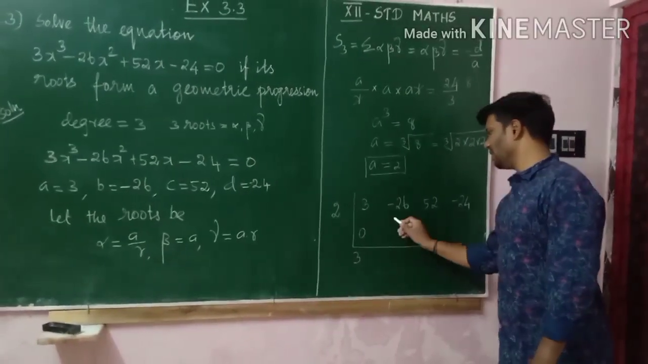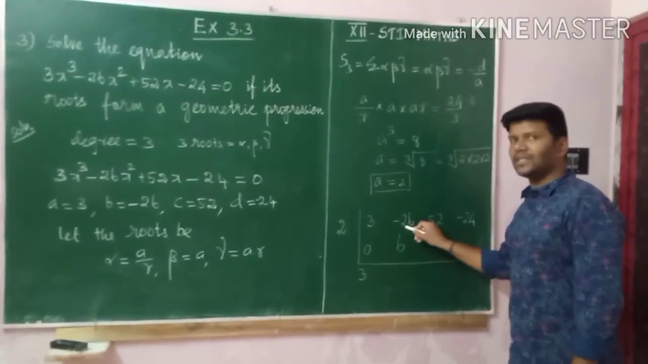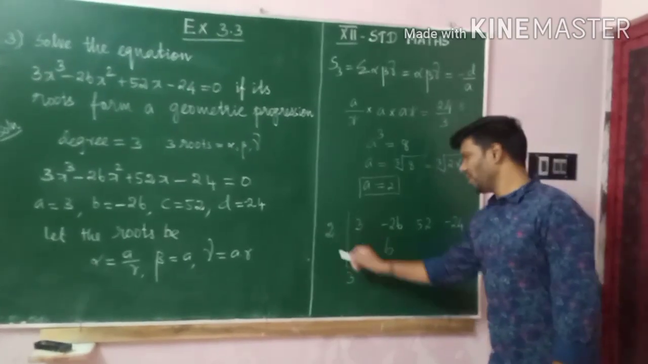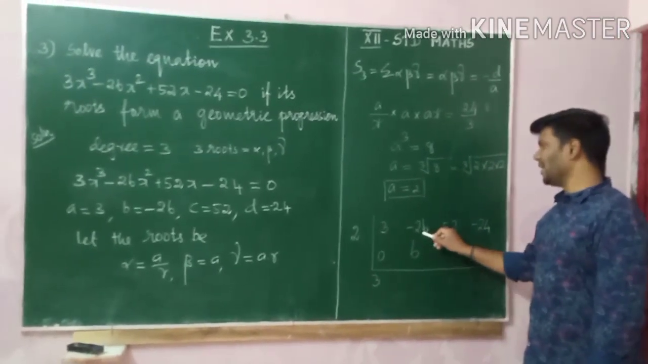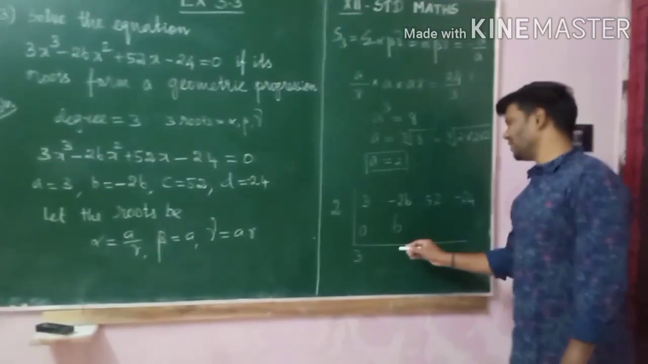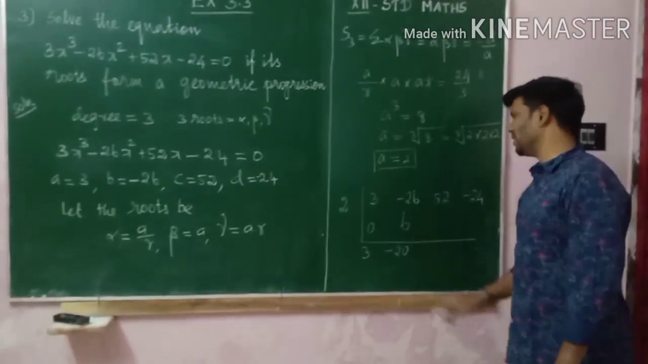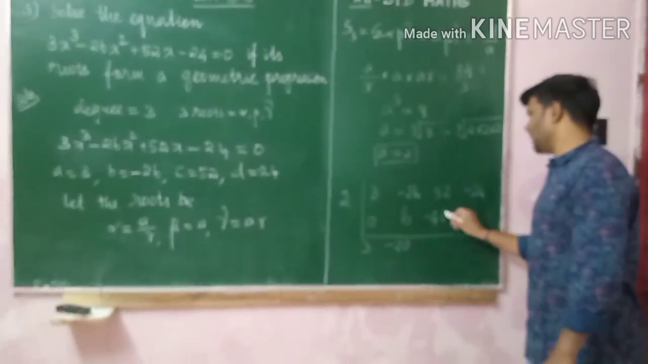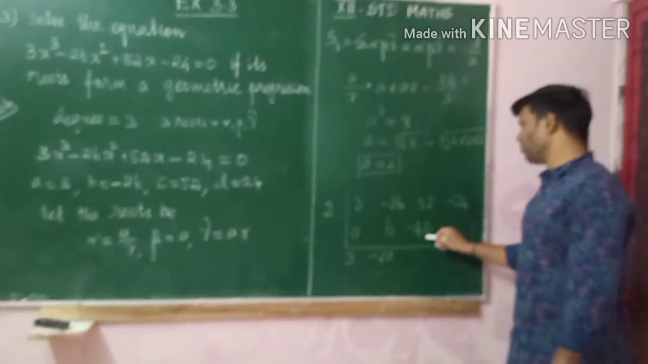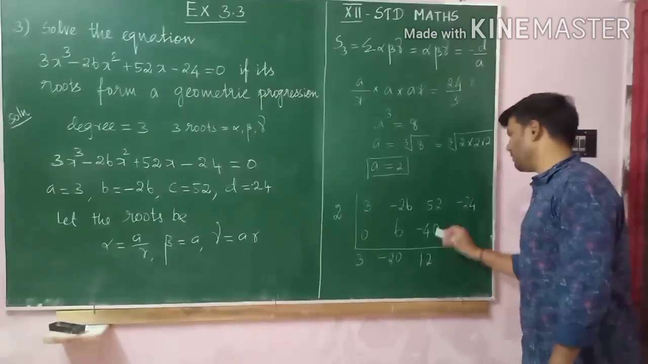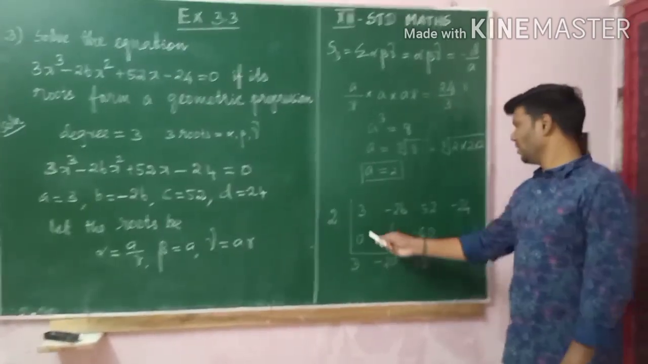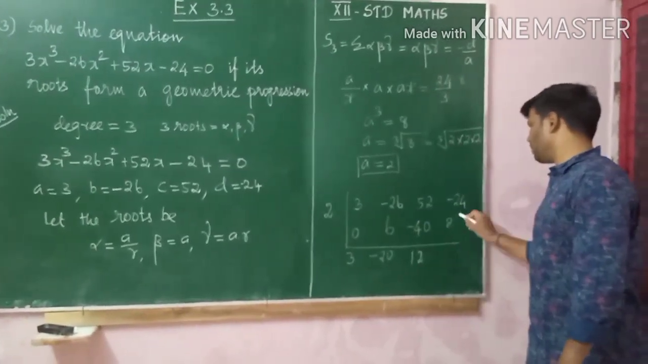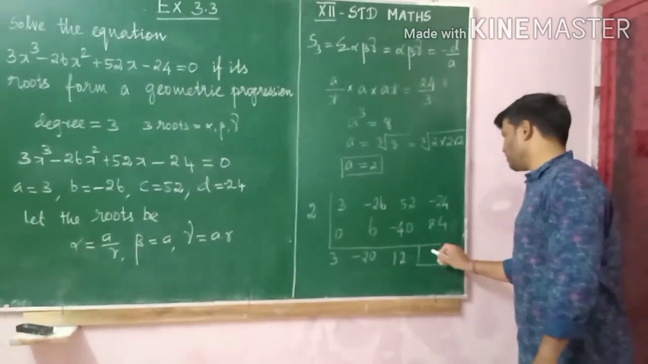2 into 3, 6. Minus 26 plus 6 is minus 20. Then 2 into minus 20, minus 40. Plus 52 minus 40. 52 minus 40 is what? 12. 2 into 12, 24. So remainder is what? 0.